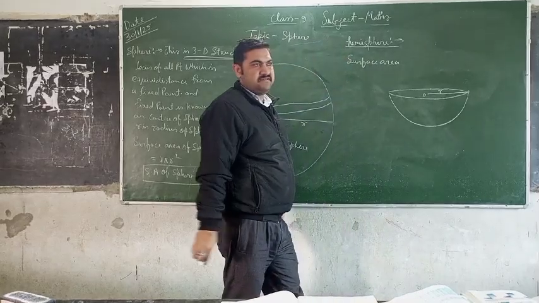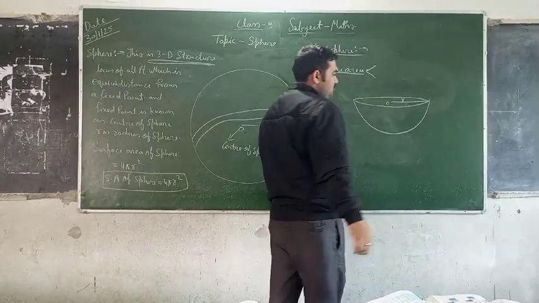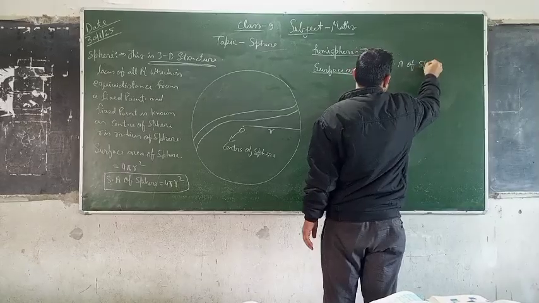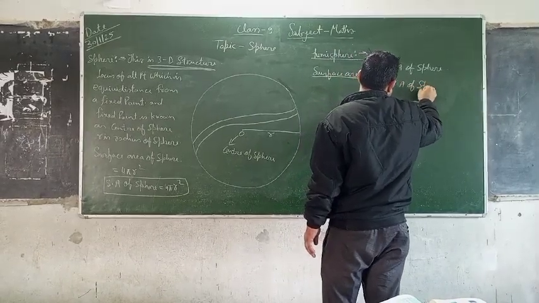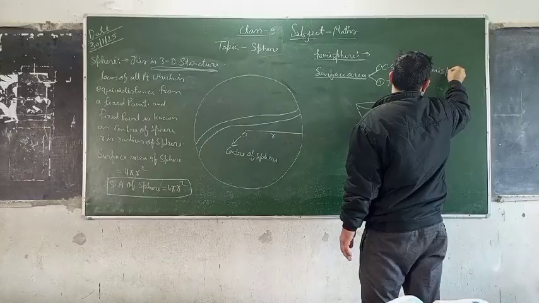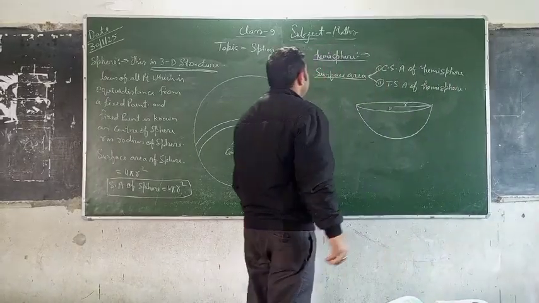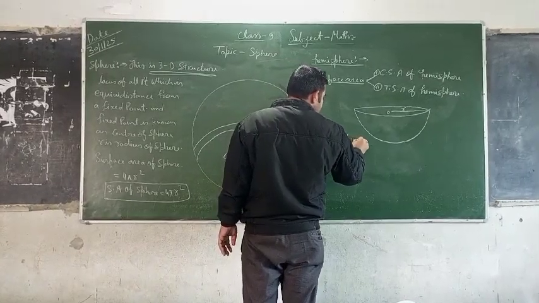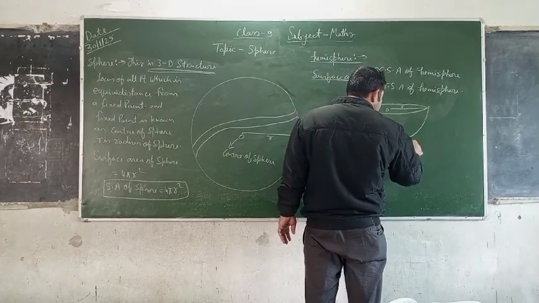Surface area of hemisphere: there are two types of surface area. The first is curved surface area, and the second is total surface area. Curved surface area of a hemisphere, that is 2 pi r square.